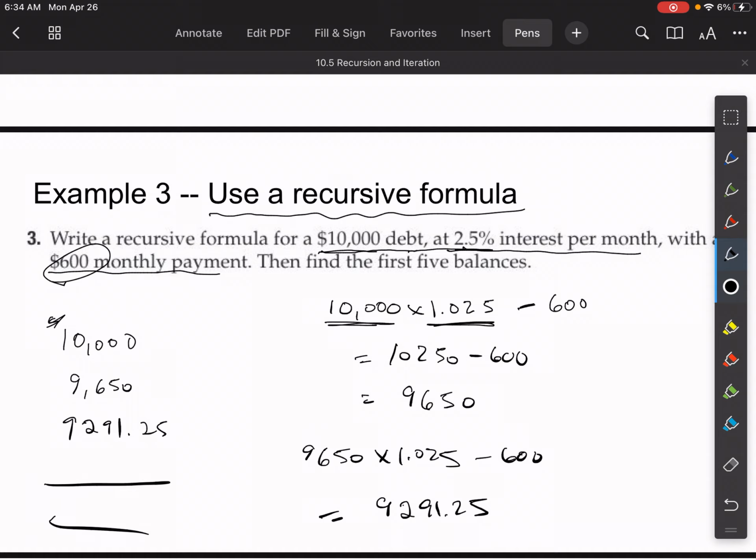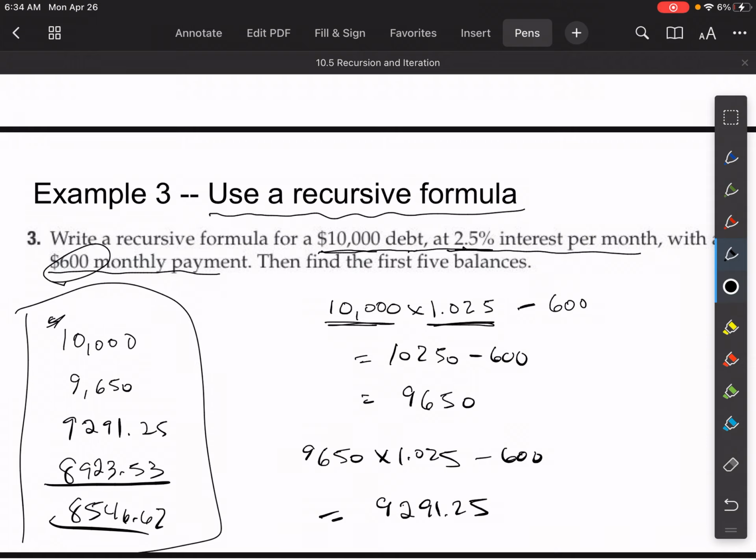All right, so pause the video there. The next 2 that you should be getting is 8,923.53 and then 8,546.62. Okay, those are the first 5 balances using your recursive formula on this debt. So you have a couple of examples in the homework related to that.